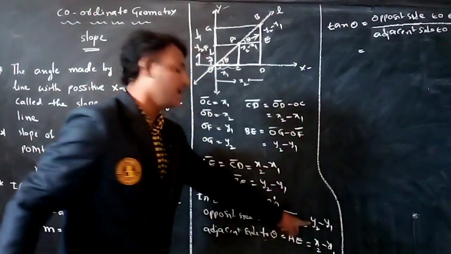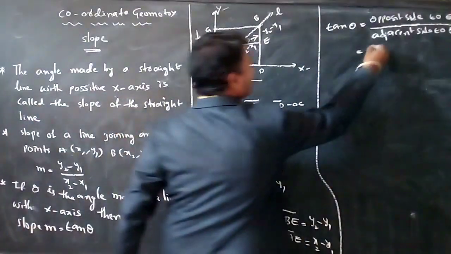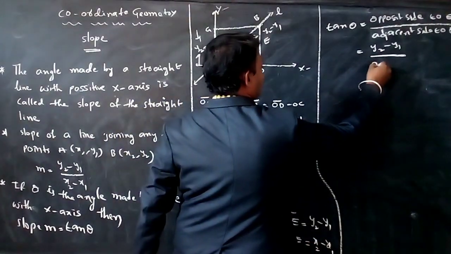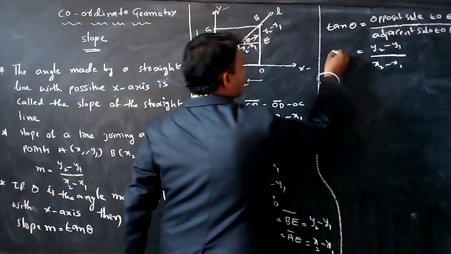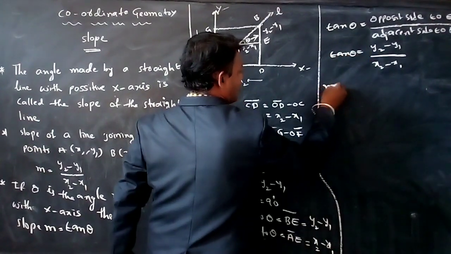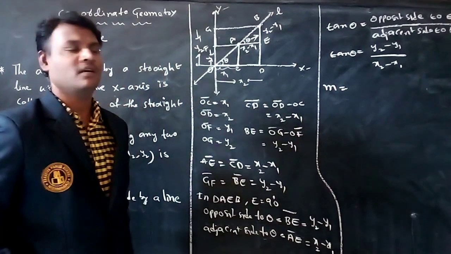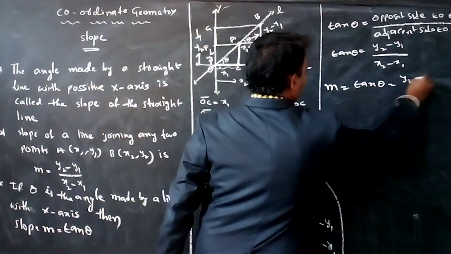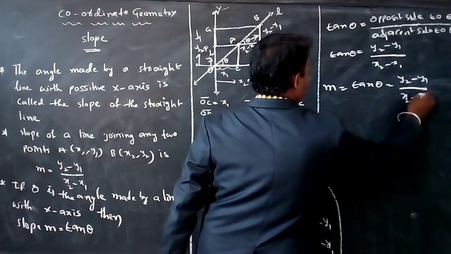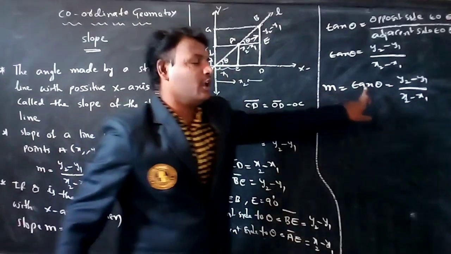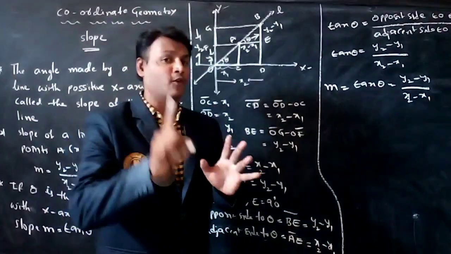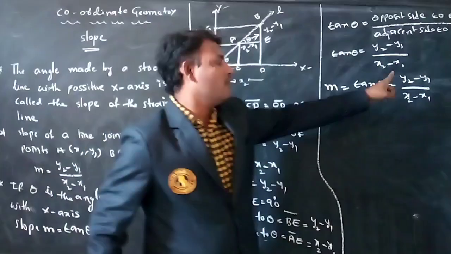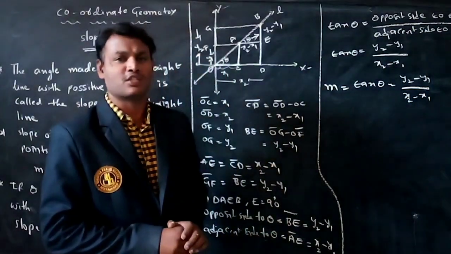What is the opposite side here? y2 minus y1, and the adjacent side is x2 minus x1. So finally m is equal to, m is the slope, tan theta is equal to (y2 minus y1) by (x2 minus x1). If you know the angle, we can use tan theta. If you know the coordinates, we can use (y2 minus y1) by (x2 minus x1).